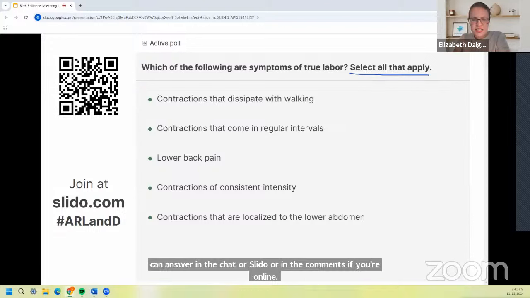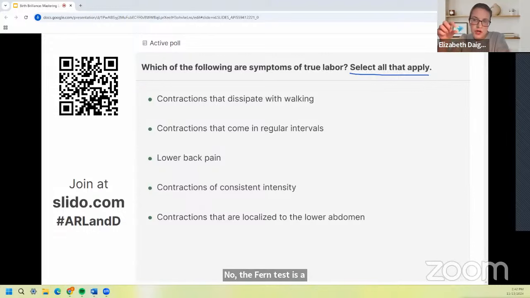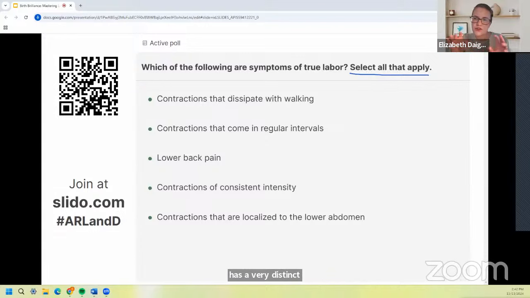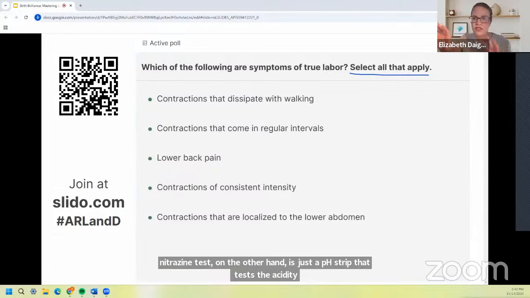No, the Fern test is a test you do under the microscope. It's where you actually visualize the amniotic fluid under the microscope. It has a very distinct ferning appearance. It's what we call ferning, and it has a very distinct appearance. The nitrazine test, on the other hand, is just a pH strip that tests the acidity of the fluid. So very, very different things.